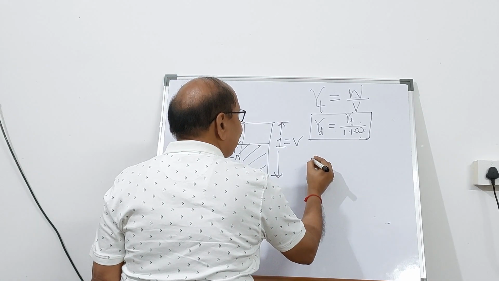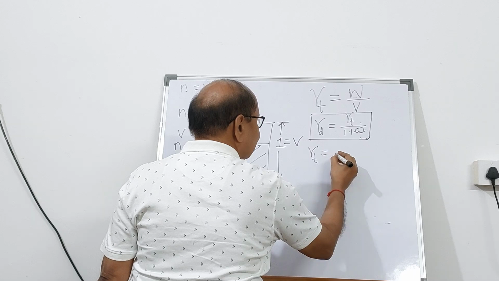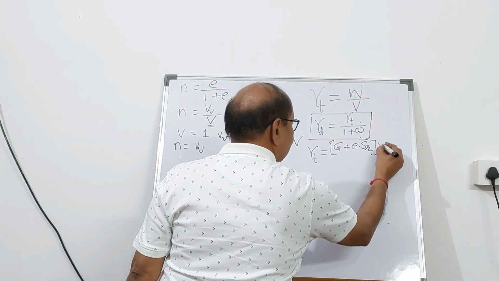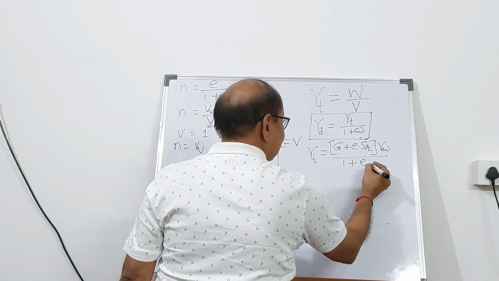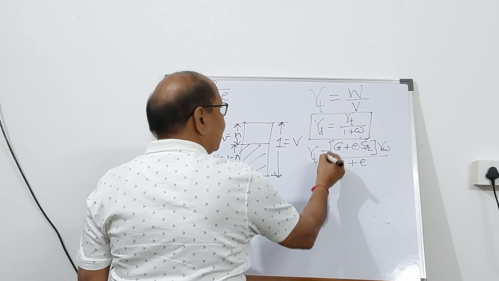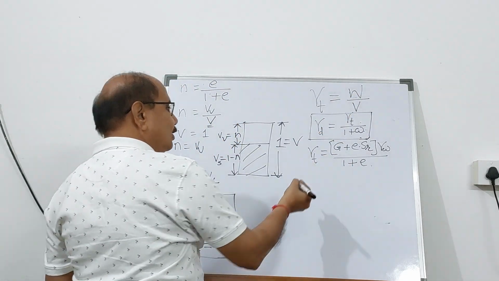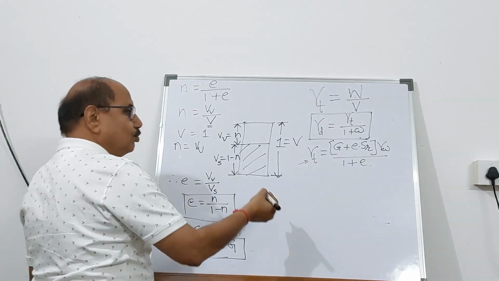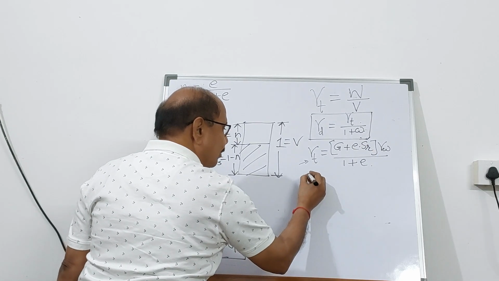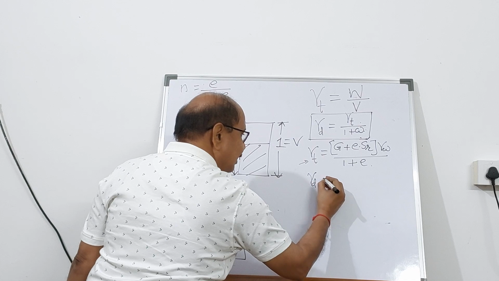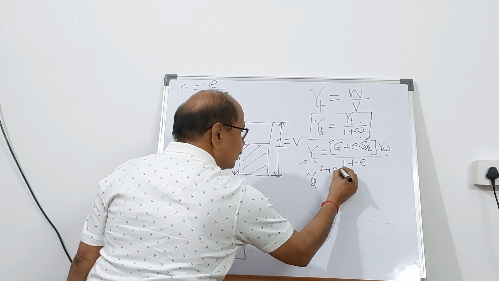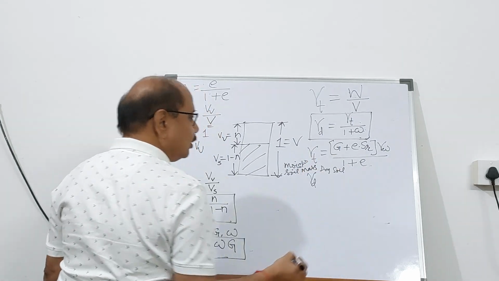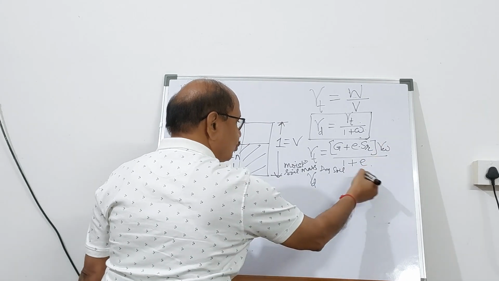Then similarly, we can say that gamma T can be written as G plus e into Sr, into gamma w, divided by 1 plus e. The total unit weight is going to be the total weight divided by volume. For the moist soil mass, the degree of saturation is going to vary. So if it is in dry condition, then gamma d. This is for moist soil mass: gamma T, the total unit weight, equals G plus e Sr gamma w divided by 1 plus e.